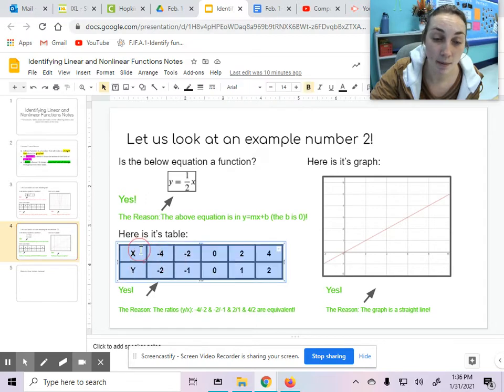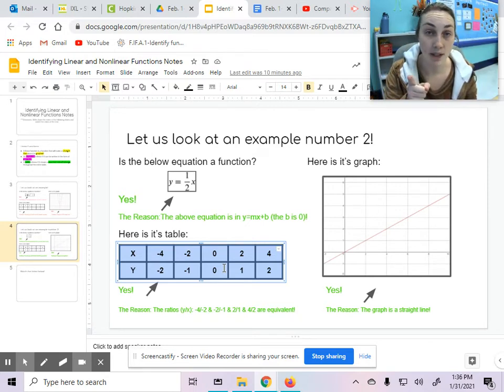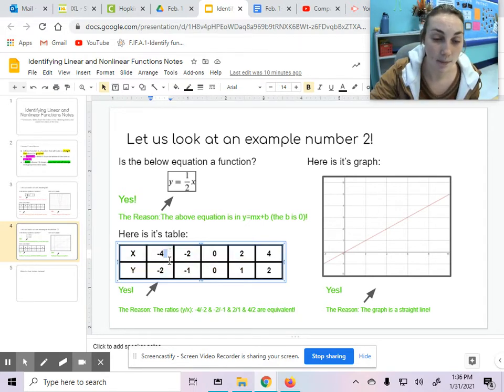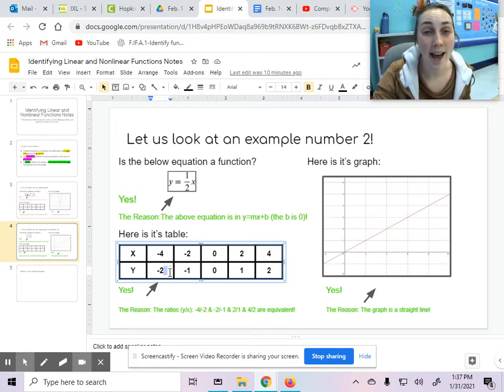Now here is it as a table. Again, we pick ratios, and I put all the ratios in here except 0 over 0 because, again, you don't pick the ratio that has 0 in it. This one is negative 2 over 4. Or sorry, negative 2 over negative 4. When reduced, that's a ratio of 1/2.